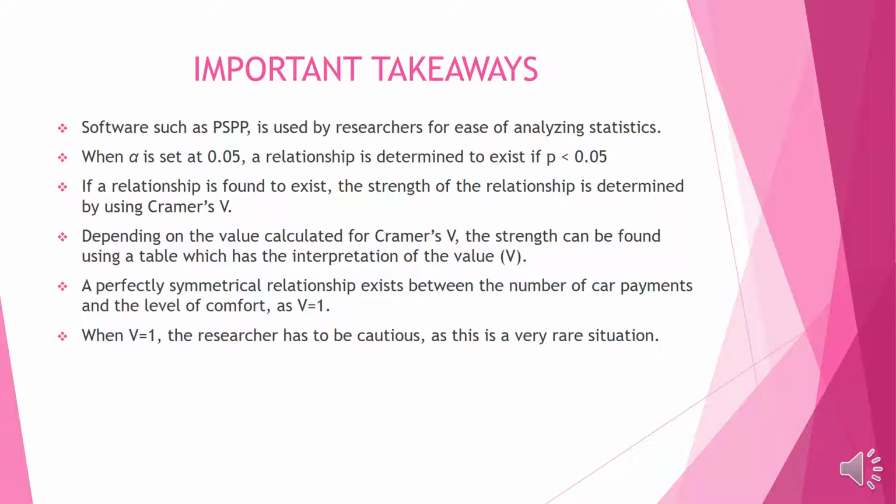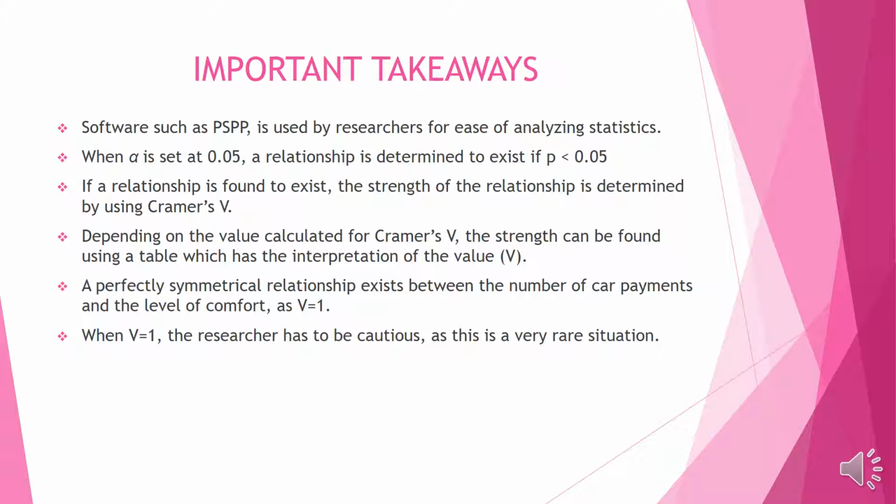3. If a relationship is found to exist, the strength of the relationship is determined by using Cramer's V. 4. Depending on the value calculated for Cramer's V, the strength can be found using a table which has the interpretation of the value V.